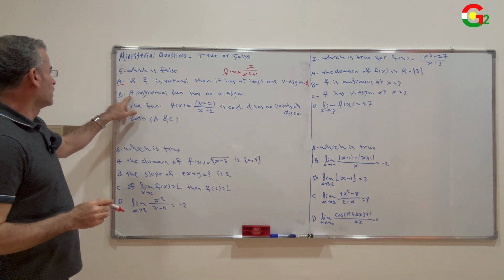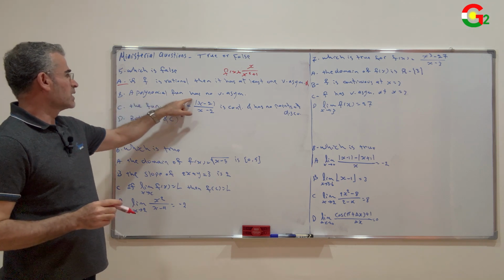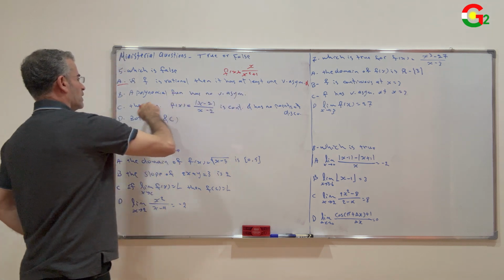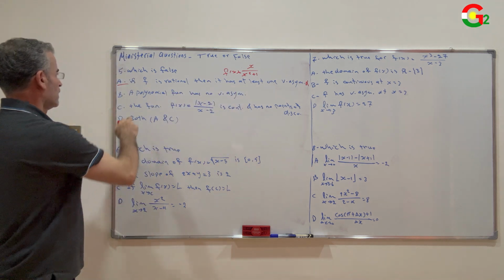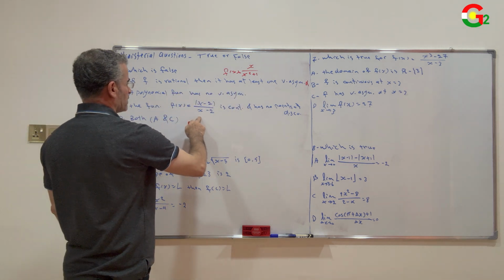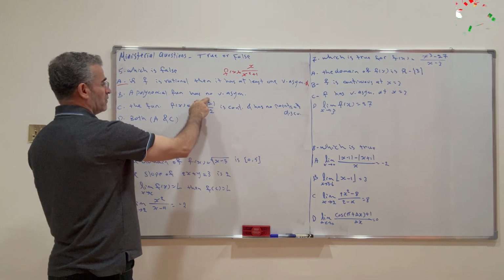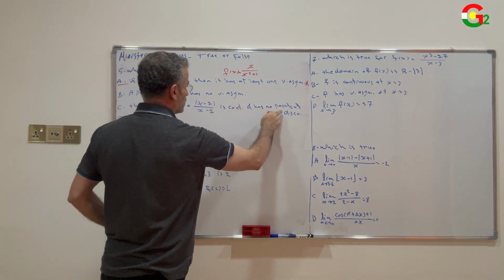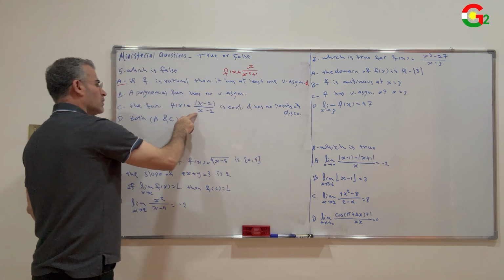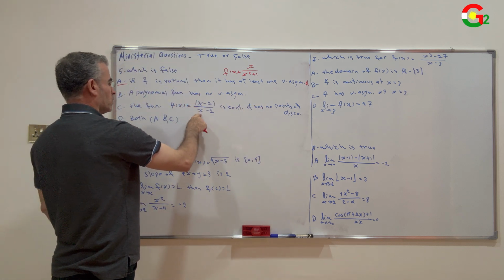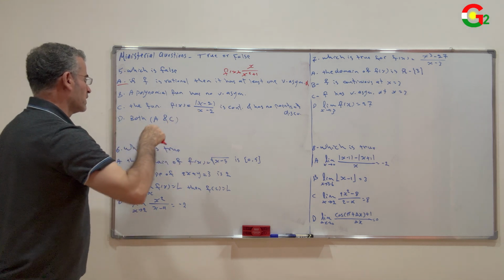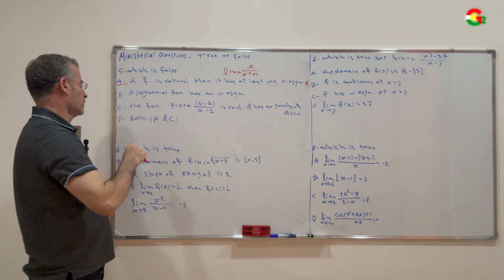Let us check the others. A polynomial function has no vertical asymptote. It is true because its domain is R. The function f of x equals absolute value of x minus 2 over x minus 2 is continuous and has no point of discontinuity. Wrong, because it is not continuous at 2, since 2 is not in the domain of this function. It makes the denominator 0.